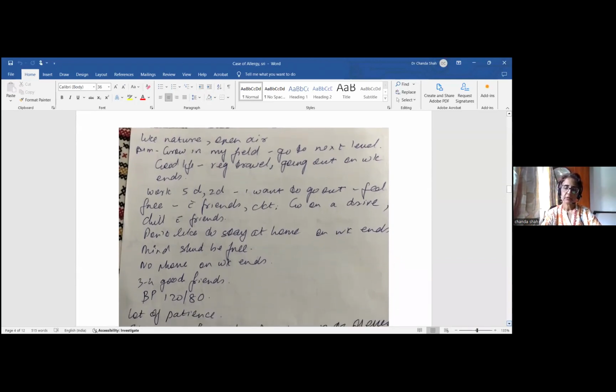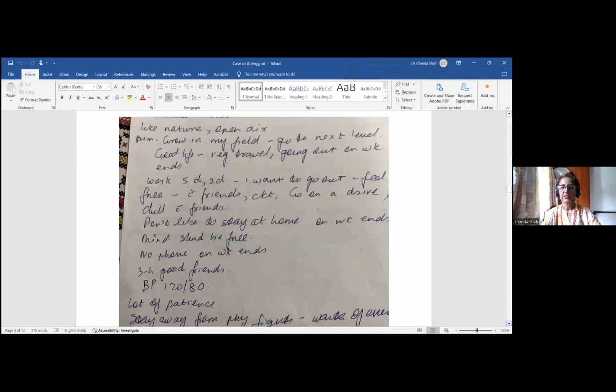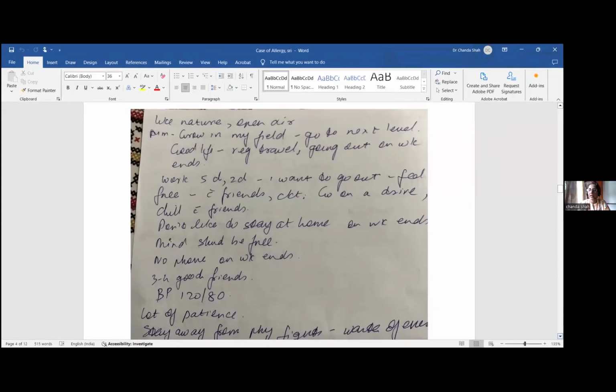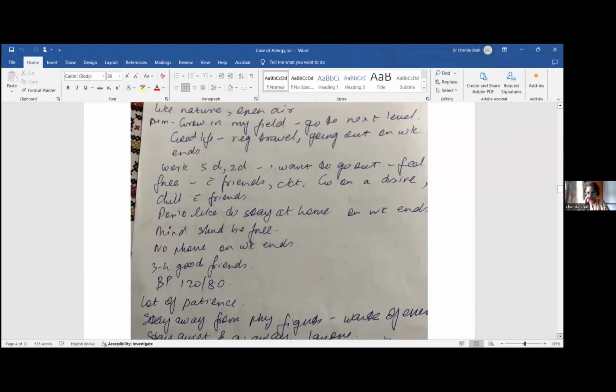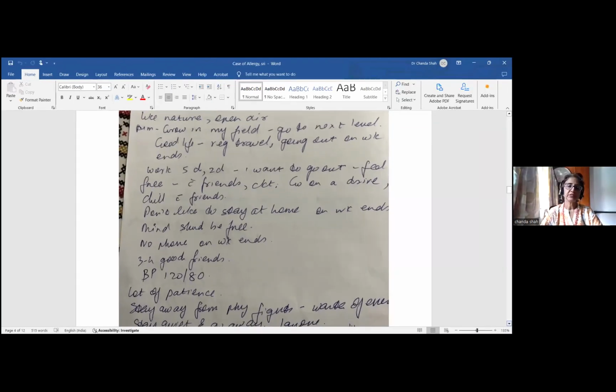So he's saying, I want to work 5 days a week, and the other 2 days, I want to go out. Okay. I want to feel free with friends by playing cricket. See, I like to go on a drive and I like to chill with friends. Okay. So he's very clear. He's saying, I don't want to work on weekends. Then he's saying, I don't like to stay at home on weekends. Saying mind should be free. So he's saying no phone on weekends. That means no phone calls from office on weekends. Then he has 3 to 4 good friends. I checked his BP, it was 120/80.